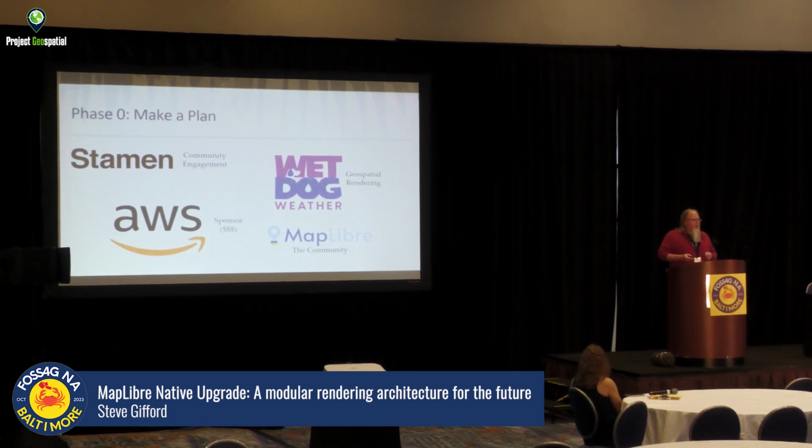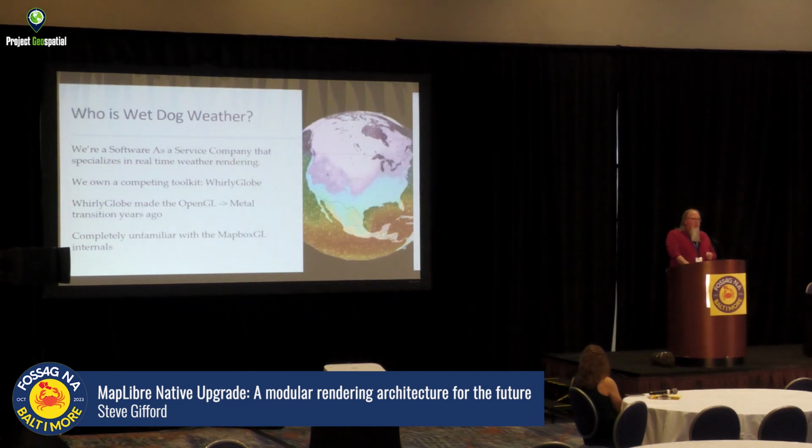Who the heck are we? Well, we're primarily a software as a service company. This is my company, Wet Dog Weather, and we make a product, we sell that product to our customers, but we also have a background in geospatial rendering. So we used to own this competing toolkit, well, still own it, called Whirliglobe. It was a competitor to Mapbox, and if you haven't heard of it, that's because Mapbox won a long time ago. We made that OpenGL to Metal transition many years ago, and in fact, I thought we were doing it kind of late, but MapLibre really pushed it to the edge here. So we understood how to do that.